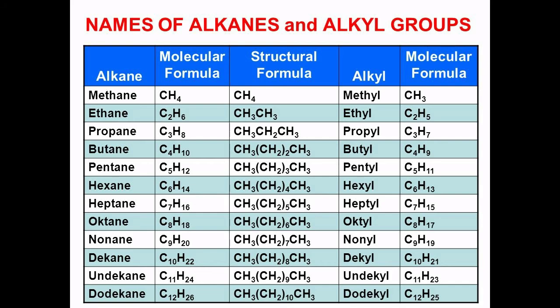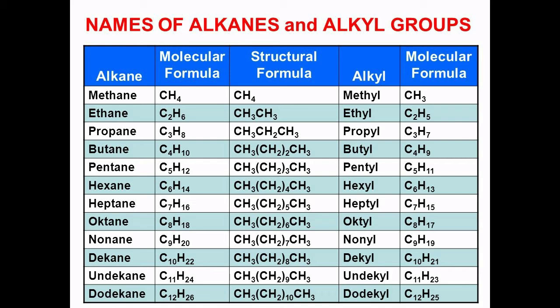IUPAC rules for naming organic compounds. Rule 1. Identify the longest chain of carbon atoms to get the parent name, that is the root word. Rule 2. Number the carbon atoms of the parent chain beginning at the end closest to the substituent or functional group. These are called locant numbers. If both a functional group and a substituent are present, then priority will be given to the functional group.